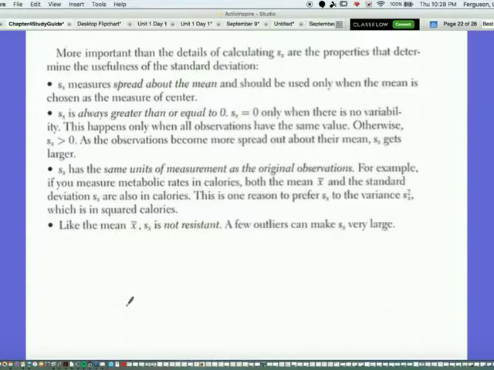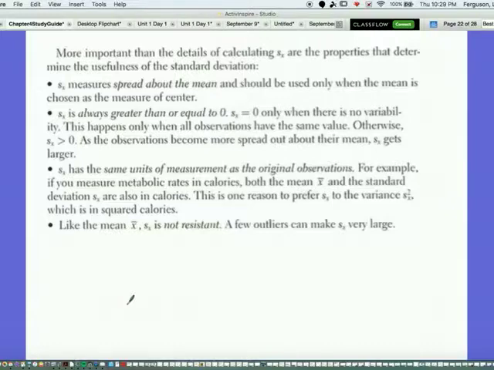More important than the details of calculating standard deviation are the properties that determine the usefulness of the standard deviation. Standard deviation measures spread about the mean and should be used only when the mean is chosen as the measure of center. So you can't find standard deviation from the median. Standard deviation is always greater than or equal to 0. Standard deviation equals 0 only when there is no variability. This happens only when all observations have the same value. Otherwise, standard deviation is greater than 0. As the observations become more spread out about their mean, standard deviation gets larger.